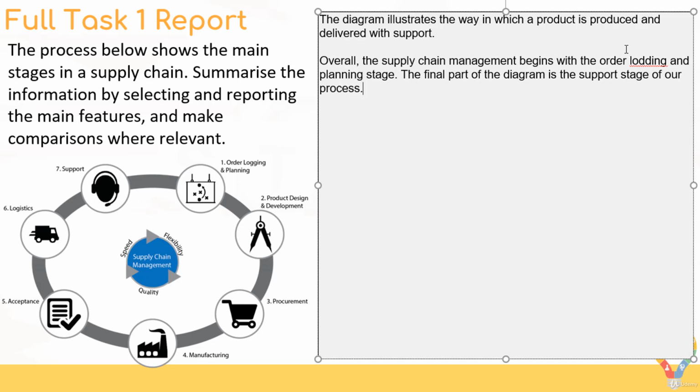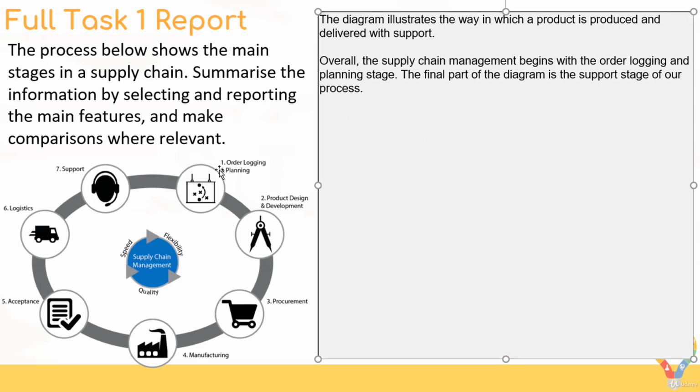So let's just quickly read our overview back. Overall, the supply chain management begins with the order logging. Apologies for my spelling there. Add two G's: order logging and planning stage. The final part of the diagram is the support stage of our process. Perfectly fine. So it's now time for me to move on to our detail paragraph.